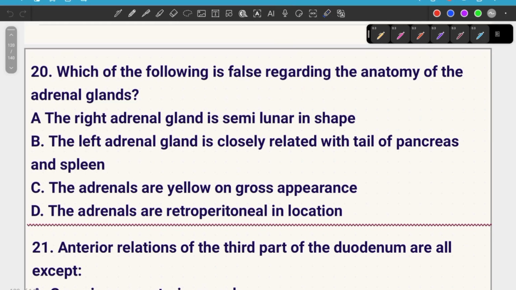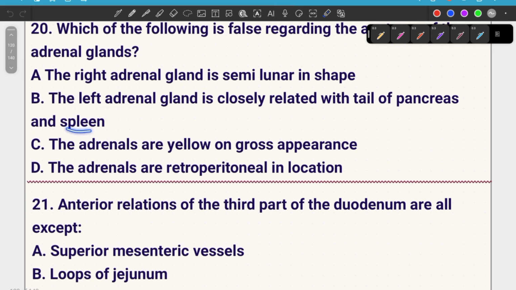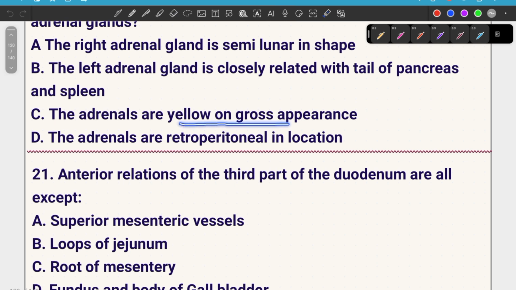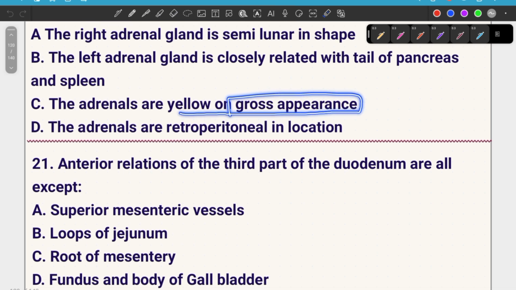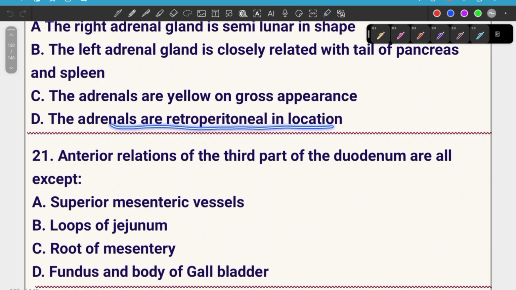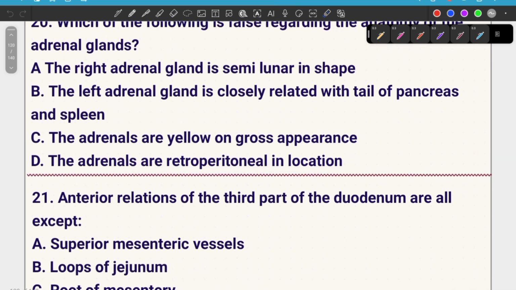2023, 20th question. Which of the following is false regarding the anatomy of adrenal glands? First option, the right adrenal gland is semilunar in shape. Option B, the left adrenal gland is closely related with the tail of pancreas and spleen. Adrenals are yellow on gross appearance. Adrenals are retroperitoneal in location. C and D are correct, but they have asked which is false.